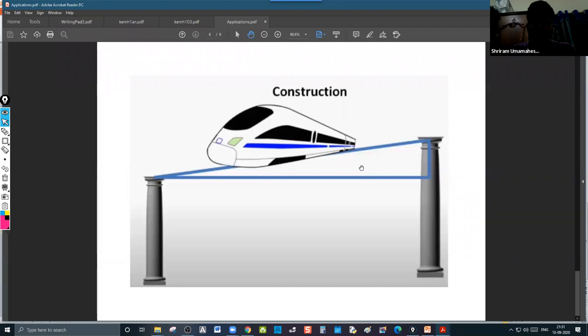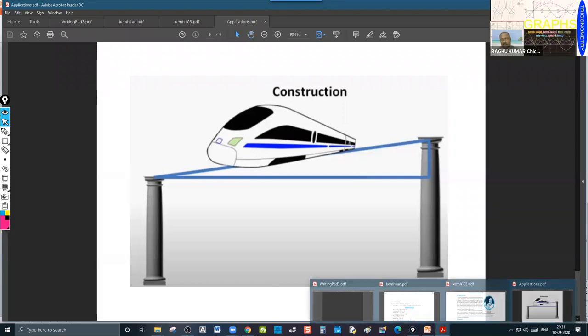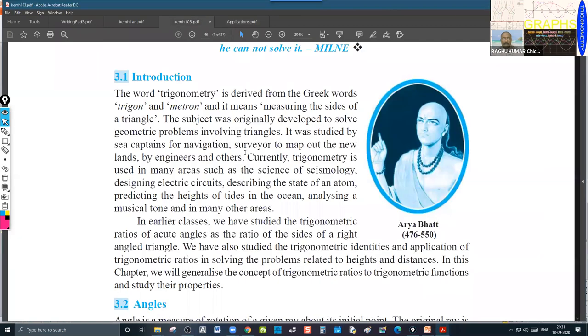Now if you see your 11th CBSE textbook, it begins with Aryabhatta only. They also mention the year, 476 to 550, when Aryabhatta introduced this, and all the diagrams I have shown, they mention clearly. I am very happy to see this introduction in the CBSE textbook; in many areas they gave it clearly.